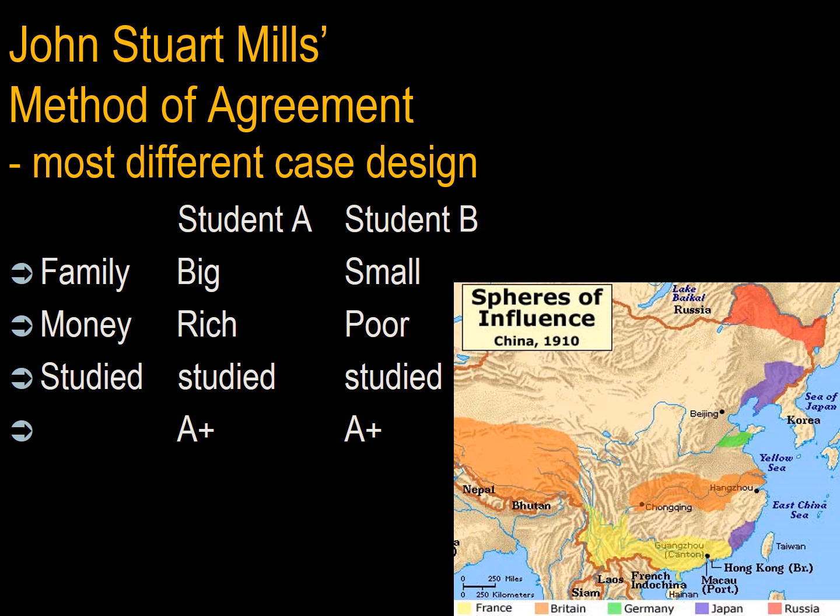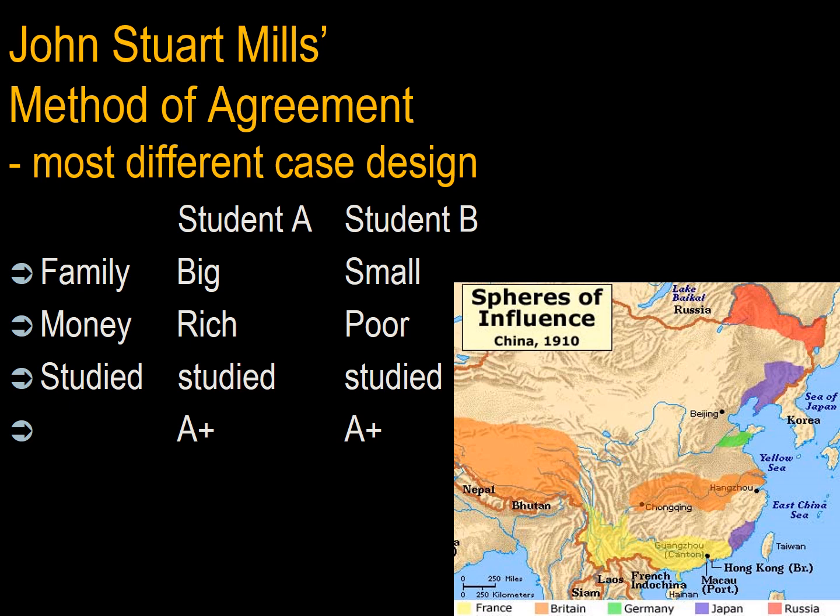Here we have John Stuart Mill's method of agreement, which is the second technique of his. This is also called the most different case design. When we say method of agreement, you could think of it as looking at the dependent variable or the outcome again, and noticing that it's the same for the two cases. But ultimately, we're looking at an agreement between the two cases and between the causes and effects in both cases.